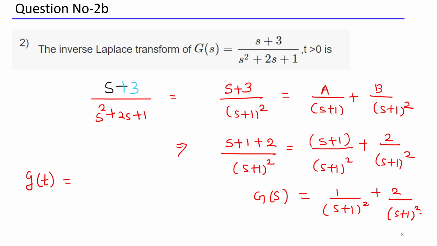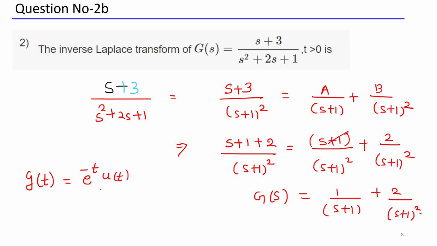So it's 1 by (s plus 1) only, sir, in the first case. Okay, (s plus 1) is cancelled, right? You're right. Thank you for pointing that out. So it will be e to the power minus t, u of t. You have to always multiply by u of t.